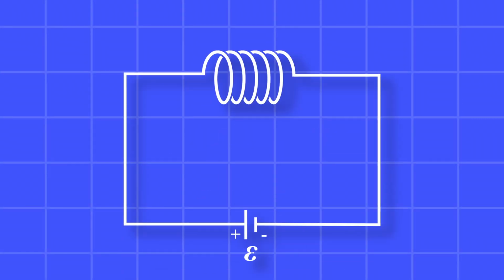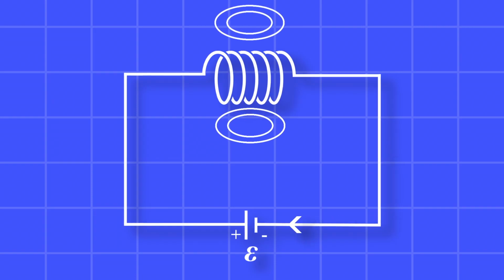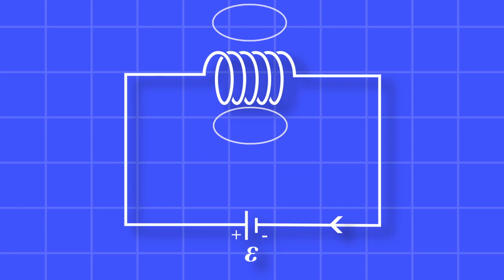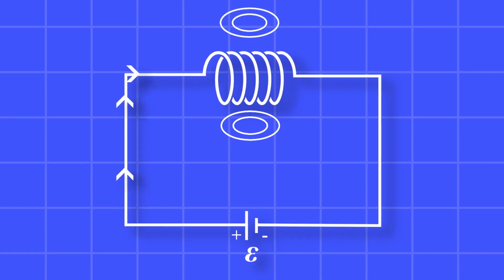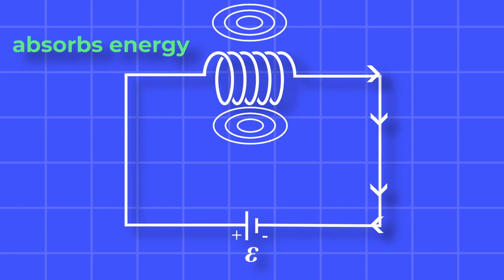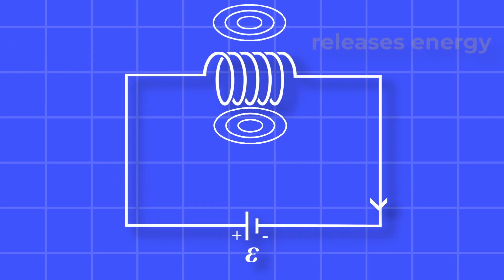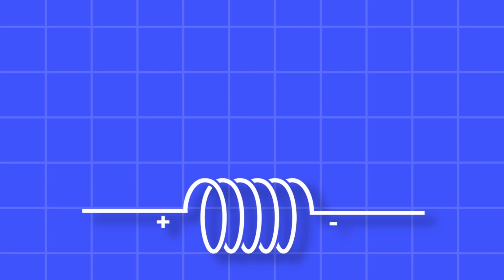Here's the big idea. As current through a coil changes, the magnetic field builds or collapses, and energy flows into or out of that field. When current rises, the inductor stores energy. When current falls, it returns energy to the circuit. Next, the circuit view that explains the signs.